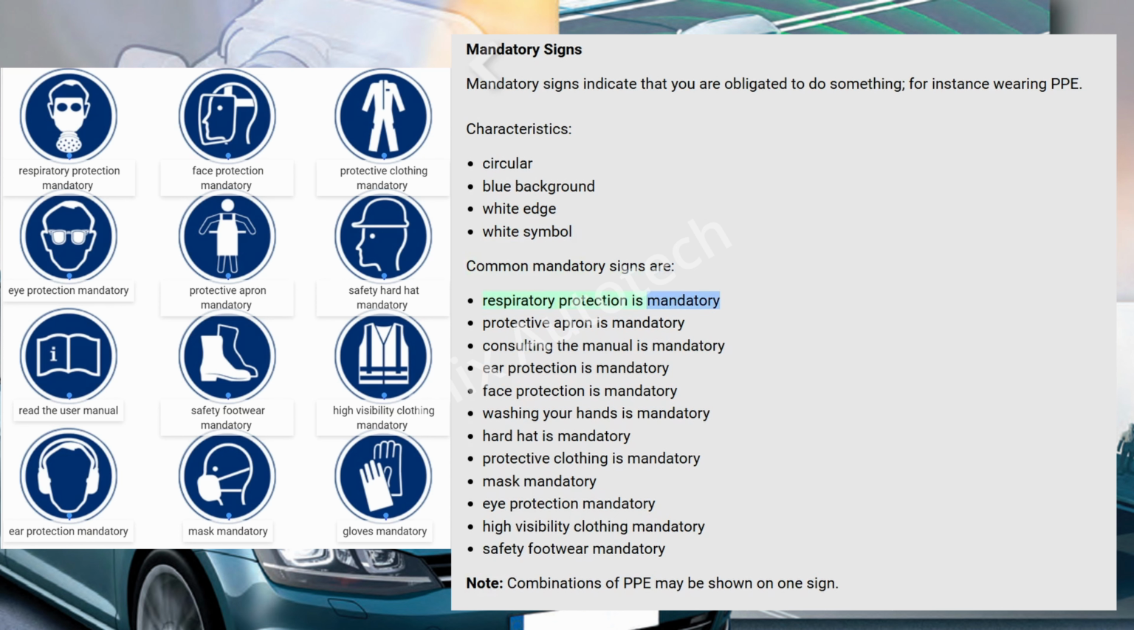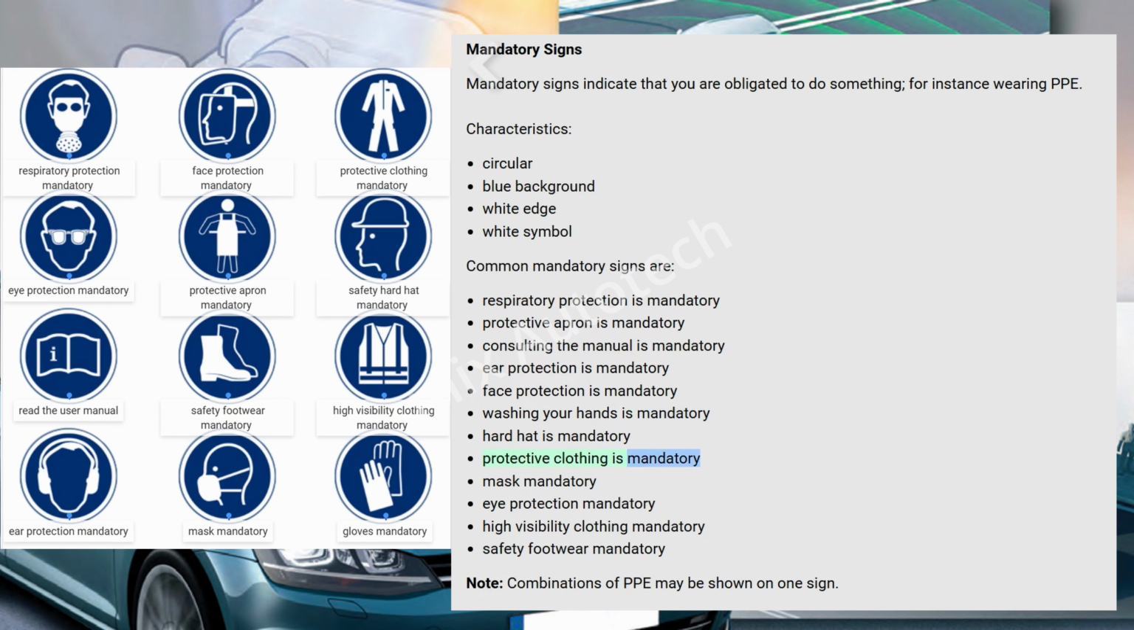Respiratory protection is mandatory. Protective apron is mandatory. Consulting the manual is mandatory. Ear protection is mandatory. Face protection is mandatory. Washing your hands is mandatory. Hard hat is mandatory.